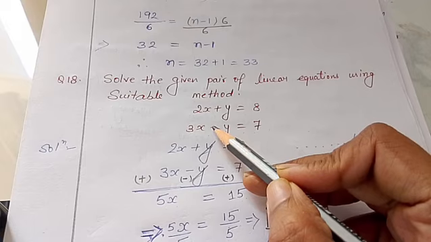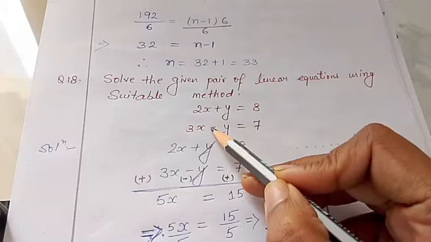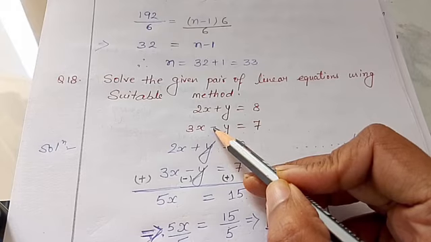This question is from pair of linear equations in two variables and it is a high scoring board exam question. Let's solve it step by step using a suitable method.